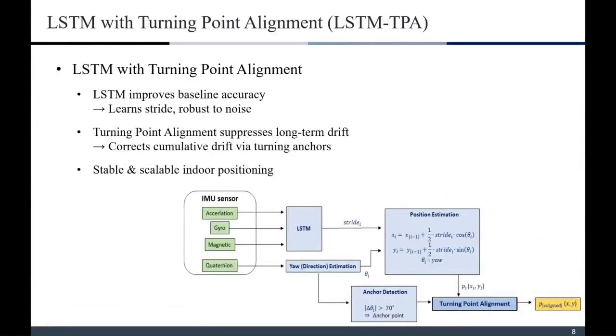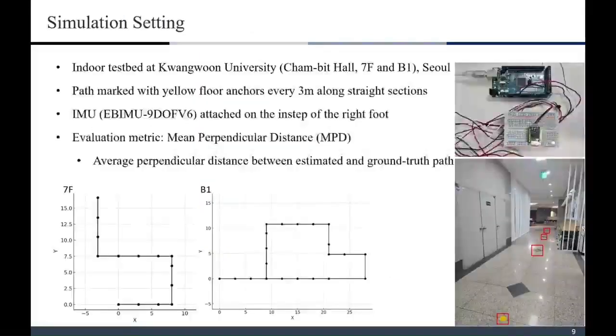Here is the overall framework of our proposed method. First, IMU data, like accelerometer, gyroscope, magnetometer, and quaternions, are collected. We used quaternions instead of Euler angles to avoid gimbal lock and ensure stable orientation. The LSTM network learns stride lengths, improving robustness against noise. Then, TPA corrects cumulative drift by aligning turning points. The result is a trajectory that is both accurate and stable without external infrastructure.